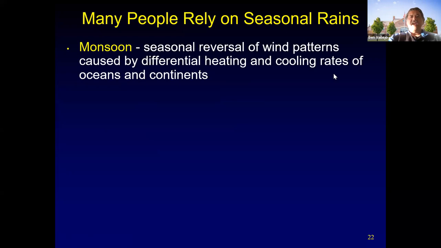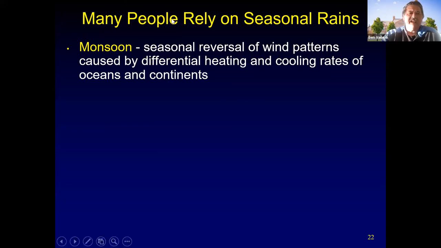And many people rely on seasonal rains. As I speak here in Southern California, in California, actually the whole state, we are in a drought. We're in the third year of the drought, which is a problem when it comes to things like the forest wildfires and such.